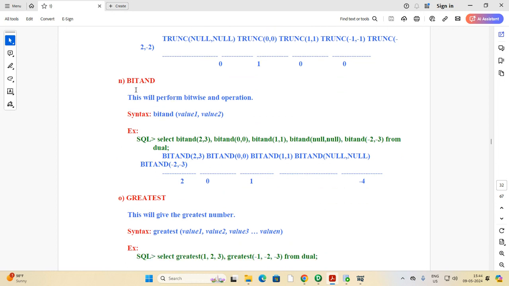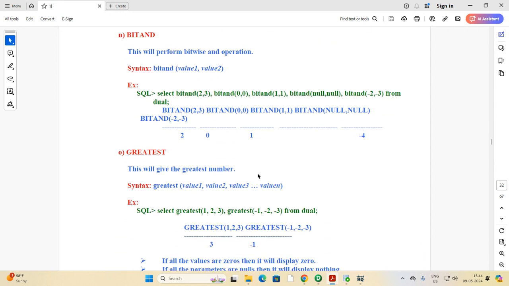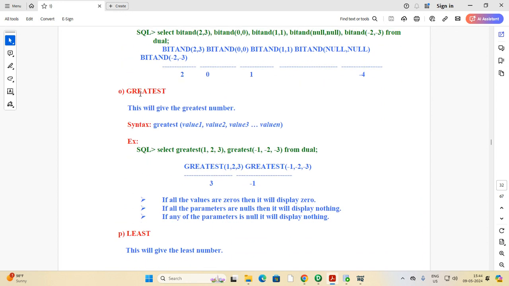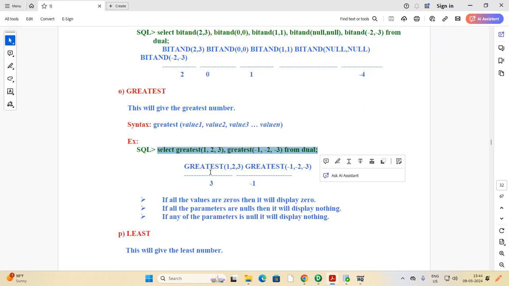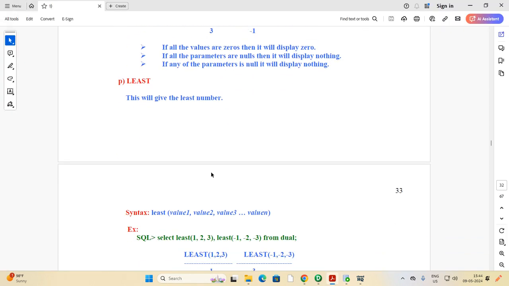See, this performs a bitwise operation, Bitand, and gives the results between the Bitand operands. Another one is greatest. It gives the greatest value among these values. You see here, select greatest 1, 2, 3. The greatest is 3. Select greatest of minus 1, minus 2, minus 3, the greatest is minus 1. Greatest always gives the greatest value.